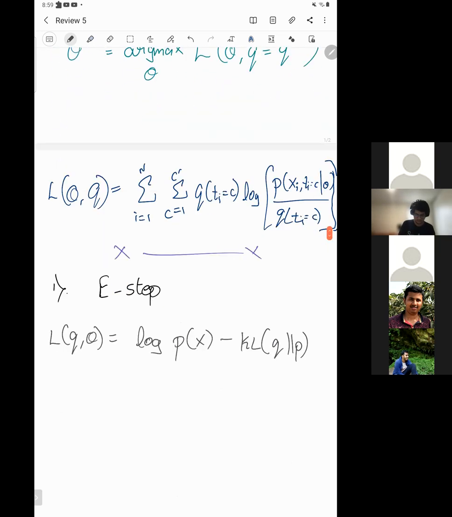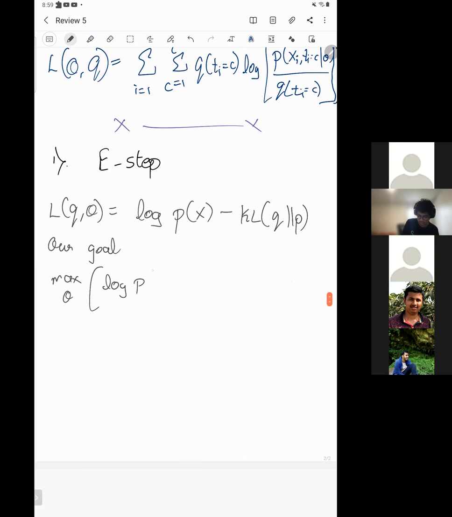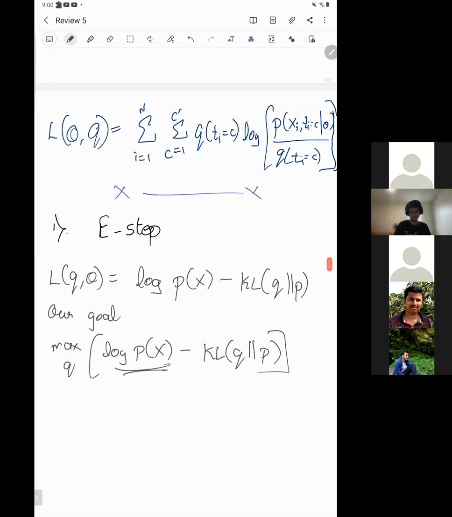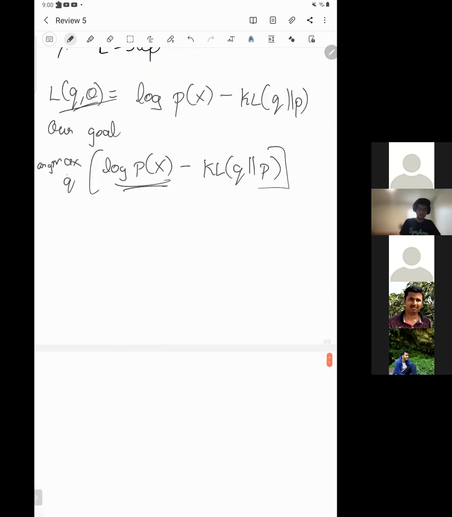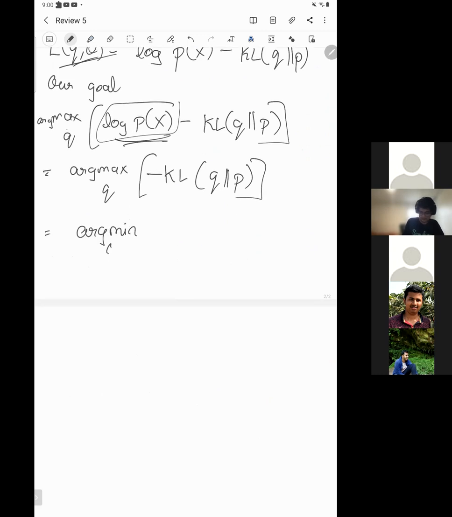What we need to do is maximize over L of Q, theta. Now we know this p(x) term is completely independent of theta, so we can just ignore that. Oh, sorry, this should be maximize over the distribution Q. In each step we are trying to find the distribution that maximizes our lower bound. So this log p(x) term is completely independent, so we can ignore it, and then this becomes argmax over Q.